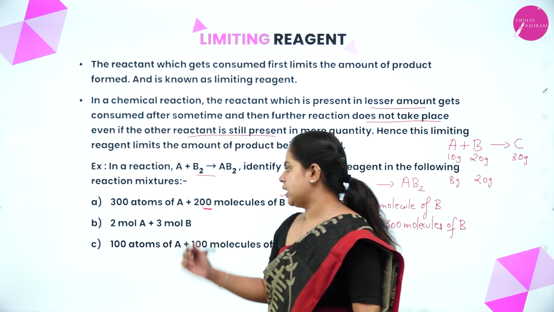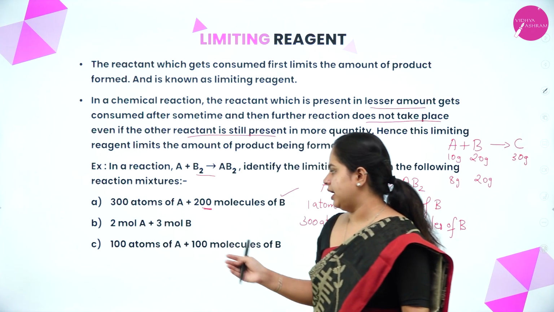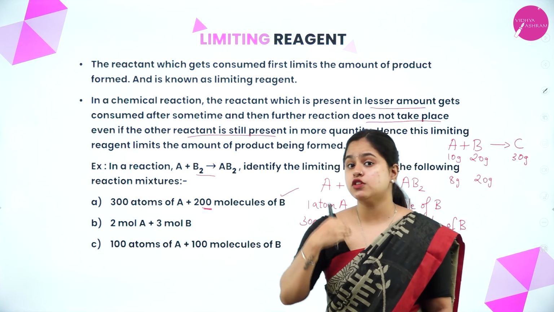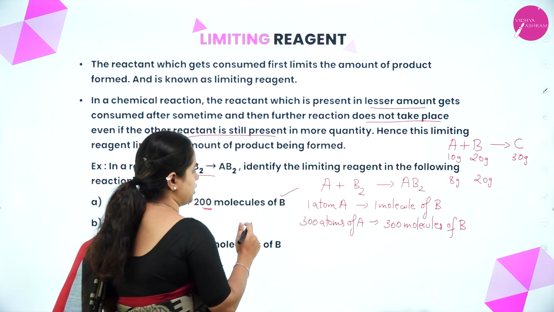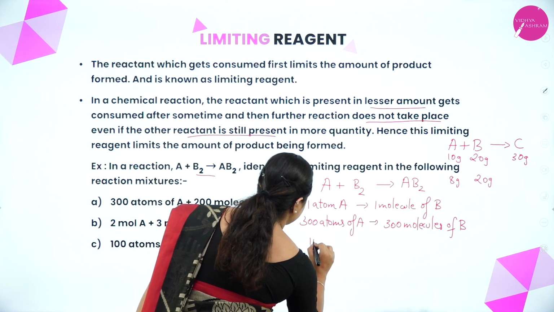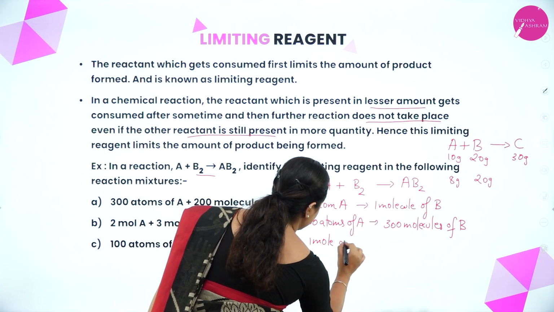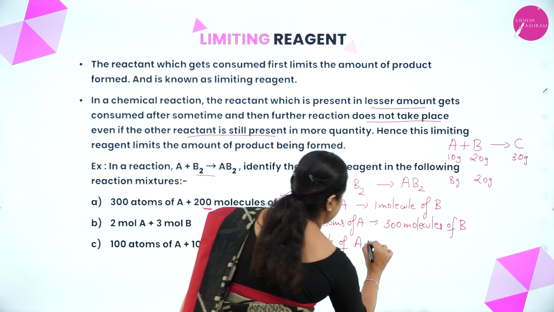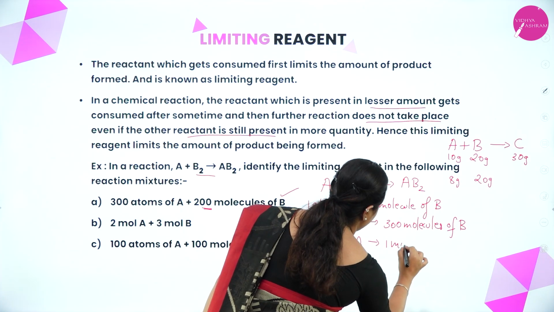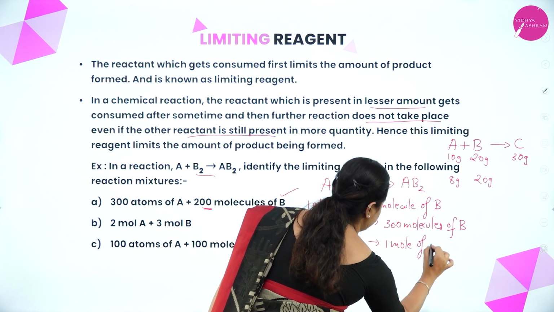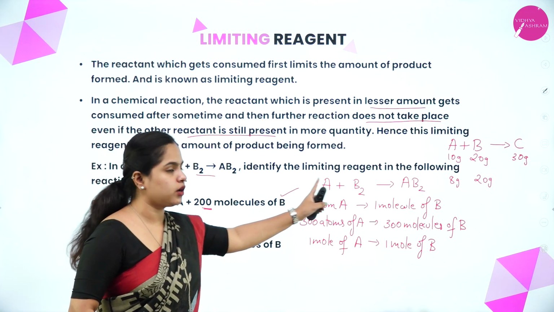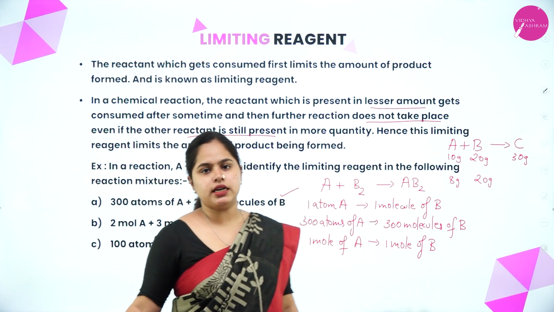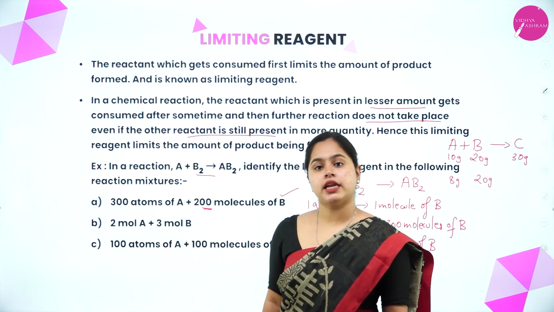Now the second one, 2 moles of A and 3 moles of B. In terms of moles we are considering here. So from the same equation, how can I write? 1 mole of A requires 1 mole of B, right? If I am writing both in terms of mole, 1 mole of A requires 1 mole of B. So in here it is 2 moles of A and 3 moles of B.